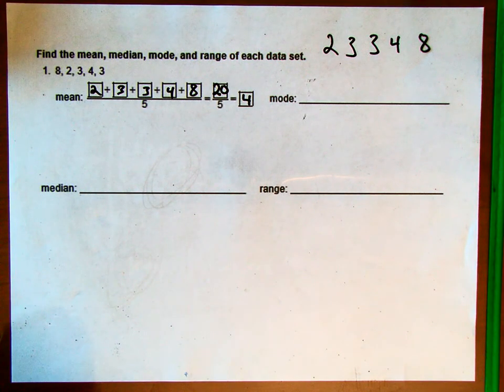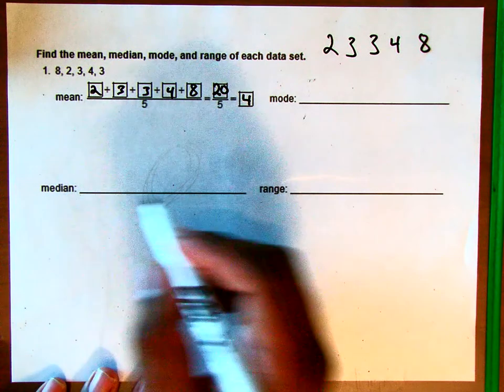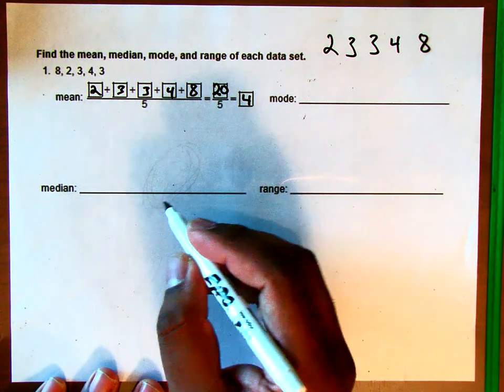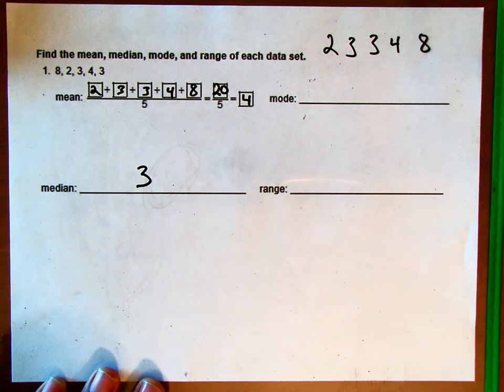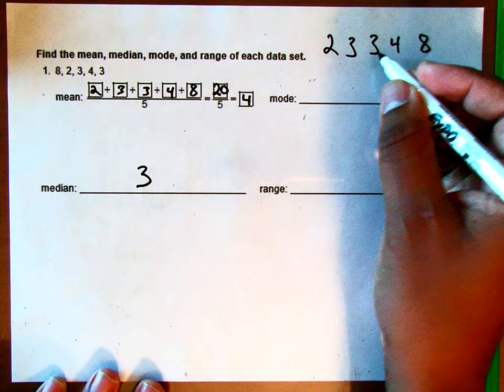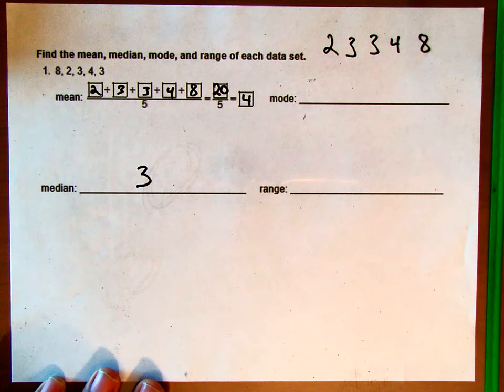Okay, the next thing we'll do is the median. And the median is going to be the number in the middle. So the number in the middle here is 3. This is an odd number, so you don't have to worry about taking the two numbers and dividing.